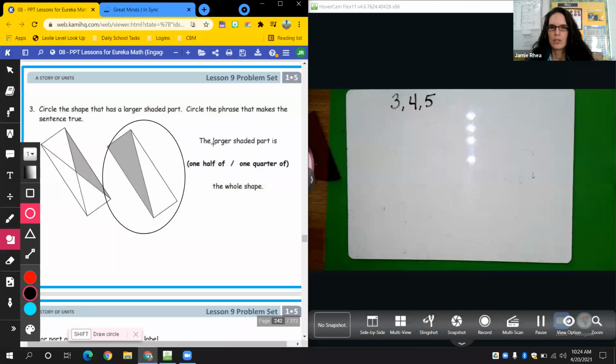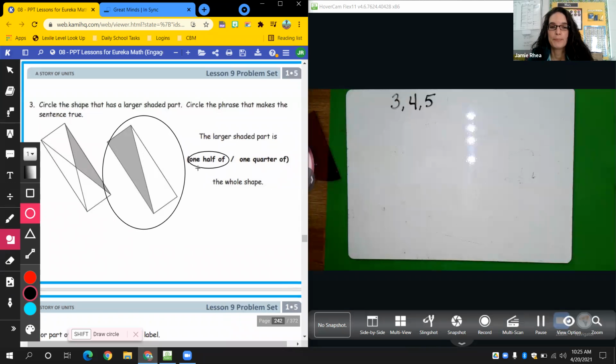Now I got to come over here. The larger shaded part is 1/2 of or 1/4 of. I didn't use the quarter, I used the half. So I've got to circle 1/2 of the whole shape. Okay, you have to circle both in order to get credit for it, okay?